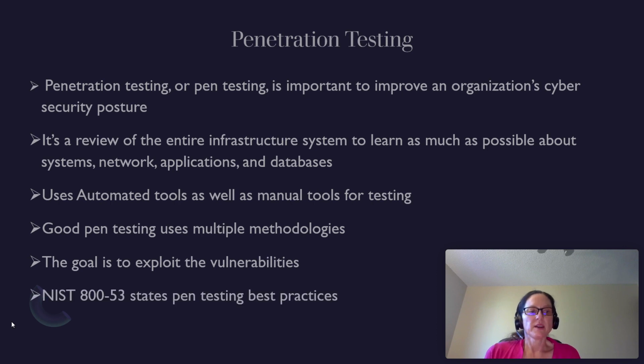The NIST 800-53 Revision 4 goes over the security and privacy controls for federal information systems, which include regulations around penetration testing best practices. A NIST 800-53 penetration test is a security assessment that identifies vulnerabilities in an information system and evaluates the likelihood of the system being breached.